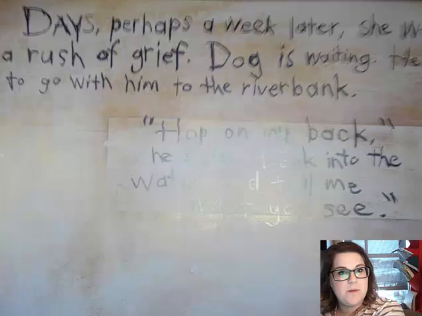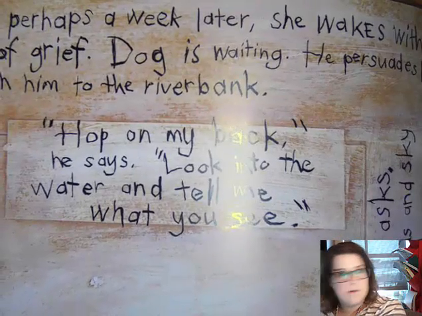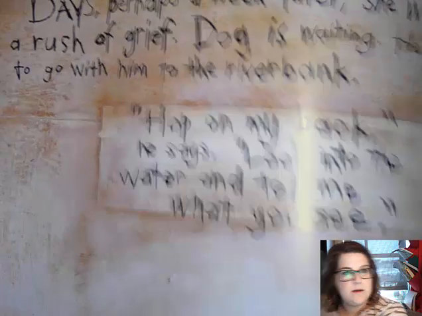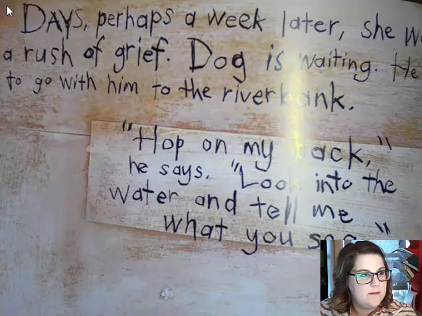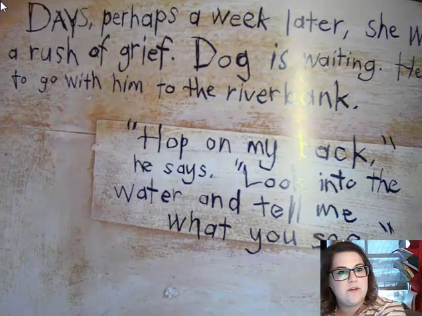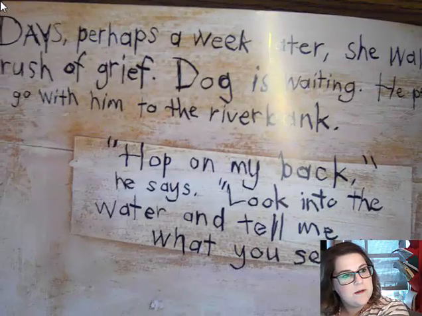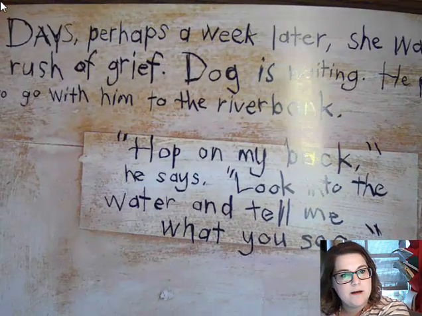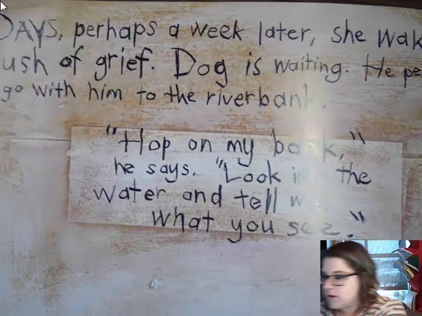Days, perhaps a week later, she wakes with a rush of grief. Dog is waiting. He persuades her to go with him to the riverbank. Hop on my back, he says. Look into the water and tell me what you see.